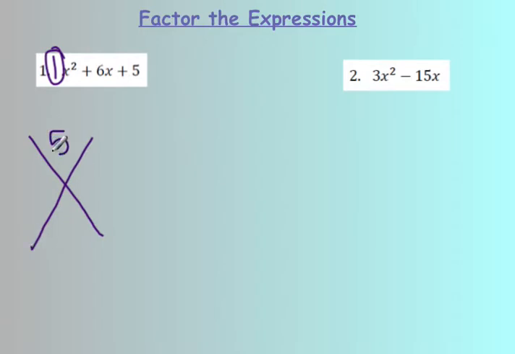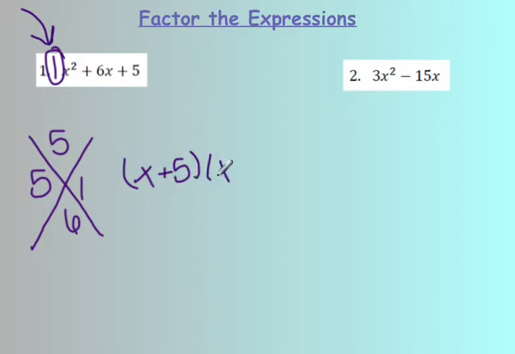1 times 5 is 5. So we're multiplying to 5 and adding to 6. So what do I need to do that? Well, 5 and 1. So here's the trick that I'm going to show you guys. Because that number, that a, is 1, we can immediately put it into the factors. So that's your answer.